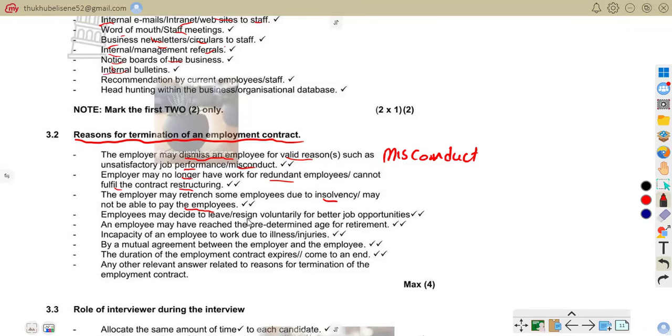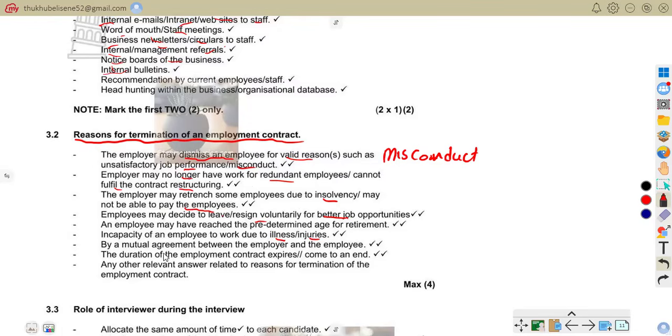Employees may decide to leave or resign voluntarily for better job opportunities. That's when they go for greener pastures. So that is a resignation. Employee leaves for a better job. Incapacity of an employee to work due to illness or injuries. For example, you're having a permanent disability, so you are no longer going to be able to work.